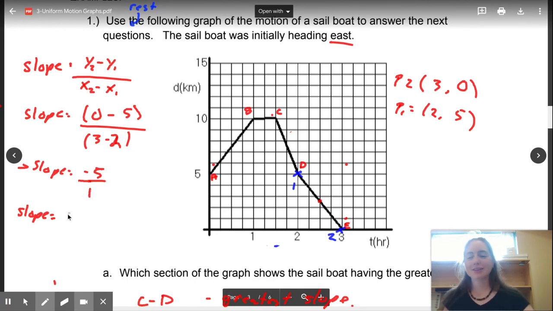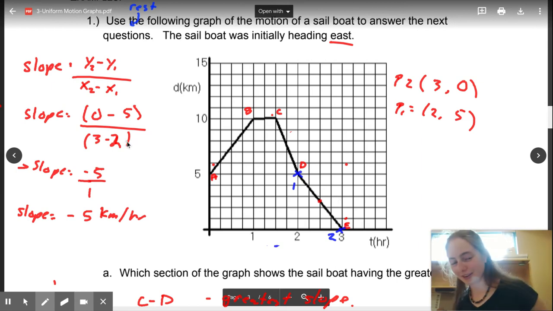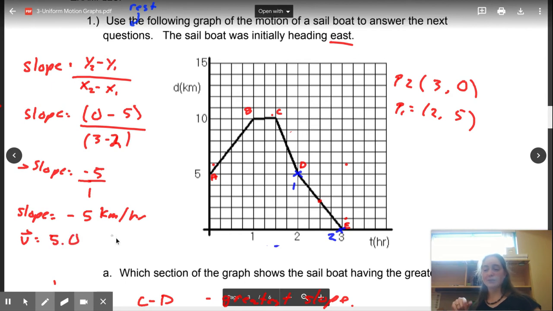Okay. So then that is going to give us a slope of -5 kilometers per hour. Okay, kilometers divided by hours. All right. So I need to write this appropriately with direction. So my speed is going to equal, now the question asked you for 2 sig digs, so 5.0 kilometers per hour. And it's negative, and the object is initially moving east, so that means it's going to be west.